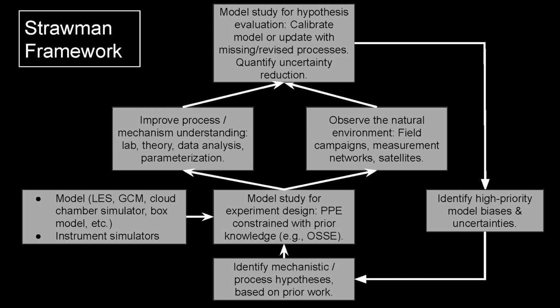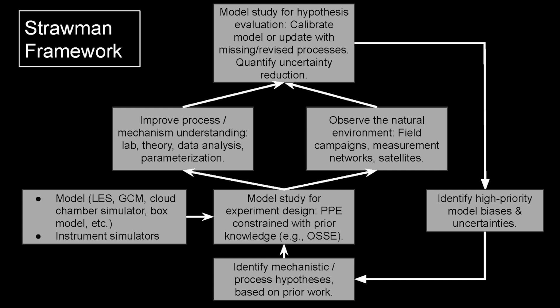Usually we've done some prior work that has led us to identify a hypothesis about a mechanism or process that is either missing or is incorrect in our current understanding of the physics as encapsulated in a model. And that could be any type of model: LES, GCM, a simulator of an experiment like a cloud chamber simulator, for example, a box model, and probably ideally with some instrument simulators included in it so that we represent the measurements in the correct way, or something closer to the correct way.